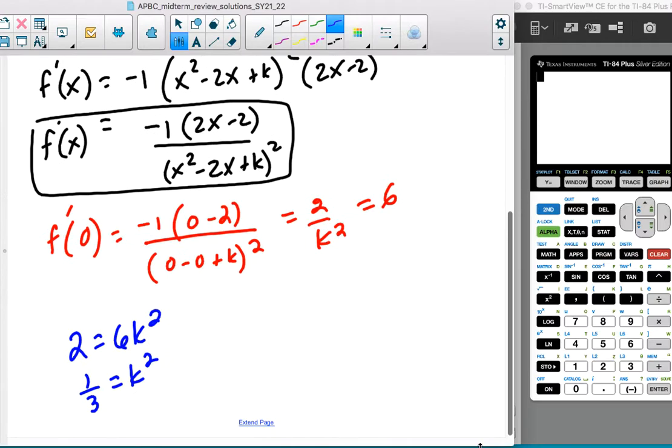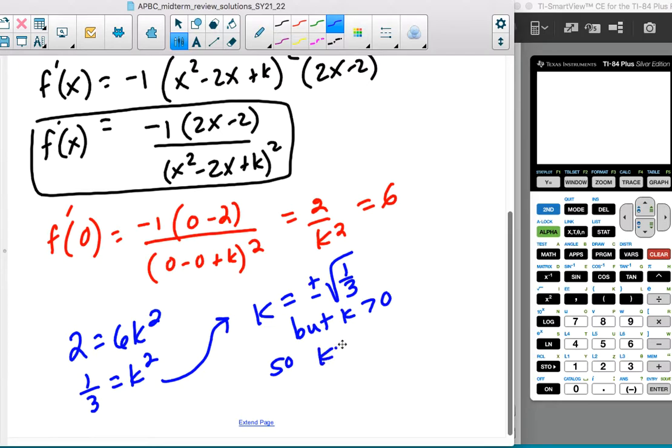And we were told up at the top that k has to be strictly greater than 0. So I don't need a plus or minus when I take the square root, right? So normally I would have to write plus or minus this square root. But they told us that k is greater than 0. So k is just a positive square root of 1/3.